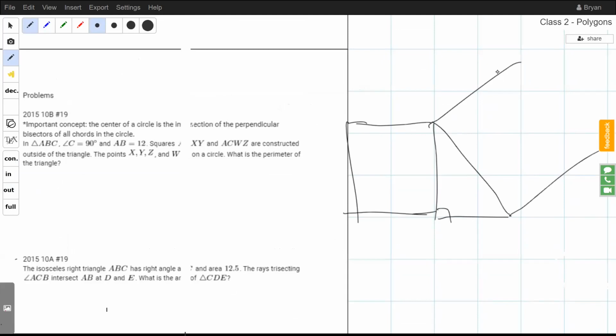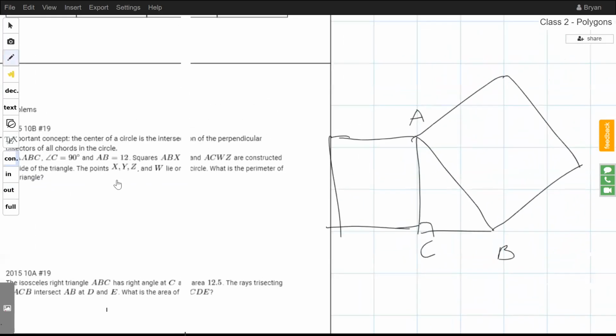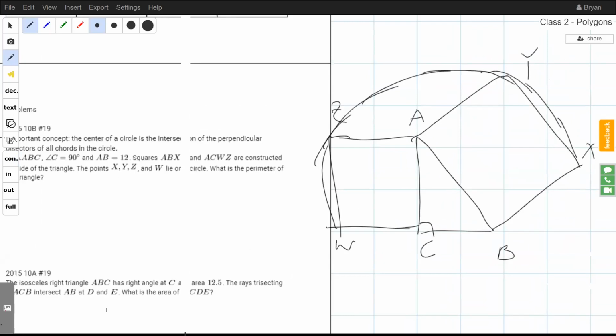Like that. And then we know that this is A, this is C, this is B. Maybe it's 12. And I'm going to, I don't actually know. Maybe this is X, this is Y. And this is W, and this is Z. We know that W, X, Y, and Z are all on the same circle, which we can sort of draw like that.